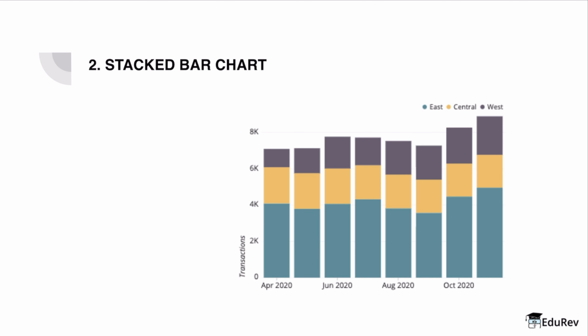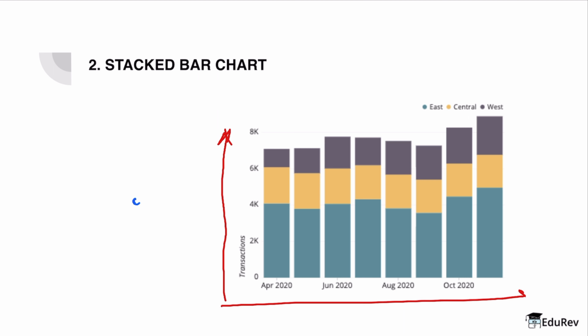The next one is the stacked bar chart. So what is a stacked bar chart? When I see a bar chart, what all can I see? I can see the y-axis and the x-axis. Let me change the color and write it down. So here we have continuous.